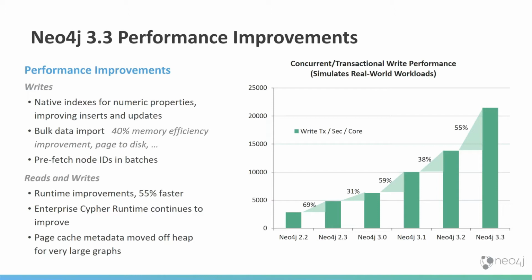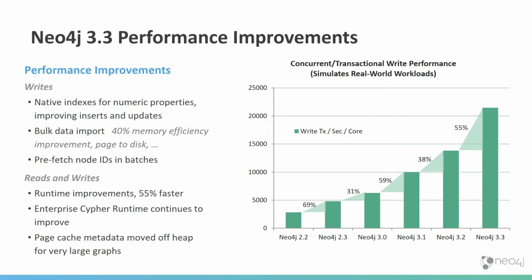Some of the things that we've added into the database itself in support of this, most notably, is the continued adoption of native indexes and the replacement of third-party products that are used for indexing, by writing native indexes directly within Neo4j itself. You'll recall in version 3.2 we had added native indexes for labels themselves. Now we've added native indexes for all numeric properties, so that pretty dramatically improves inserts and updates.